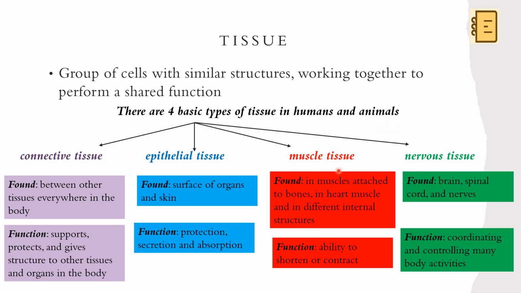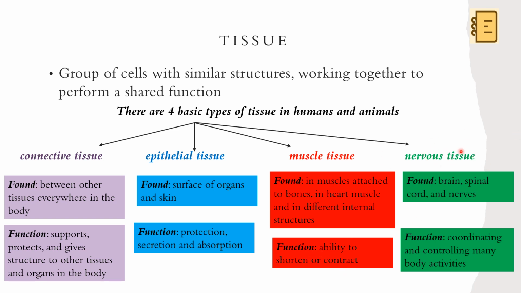Then we have muscle tissue. Muscle tissue, like the name says, you will find in muscles, which are basically attached to the bones. Also, you can find it in the heart muscle or in different internal structures as smooth muscles. What will be the function? The function, of course, like we mentioned for the muscle cell, is the ability to shorten or contract.